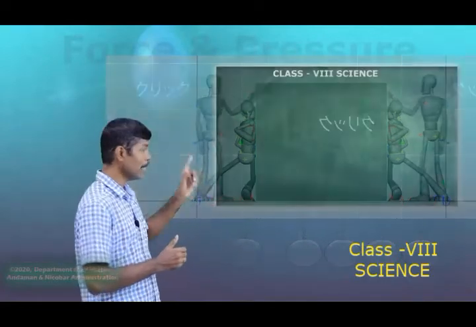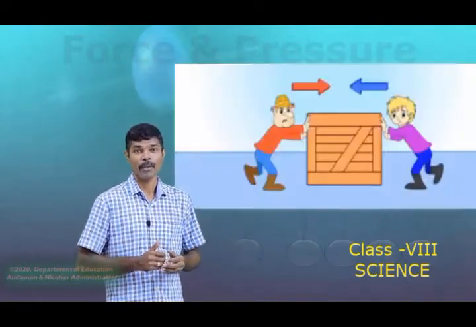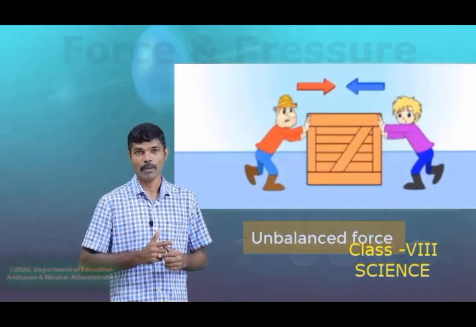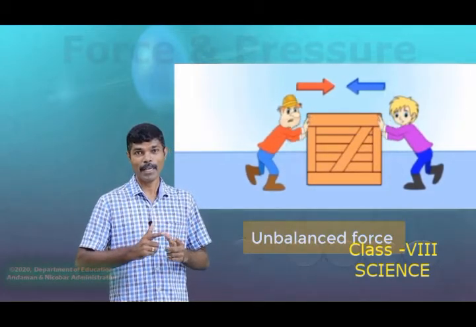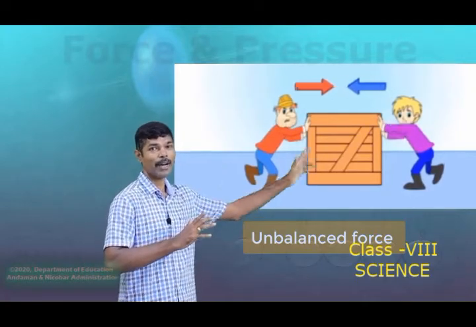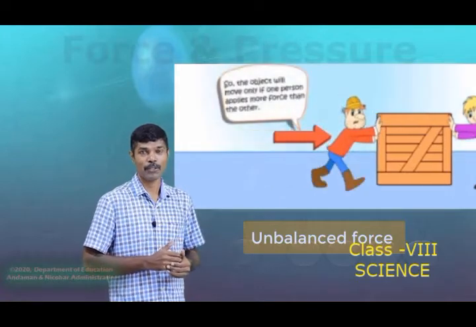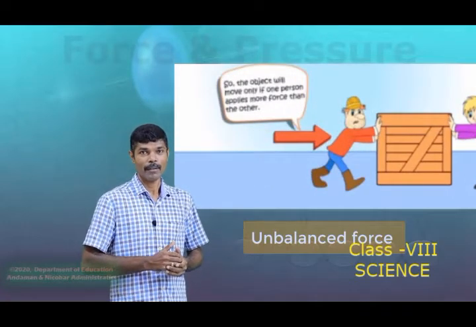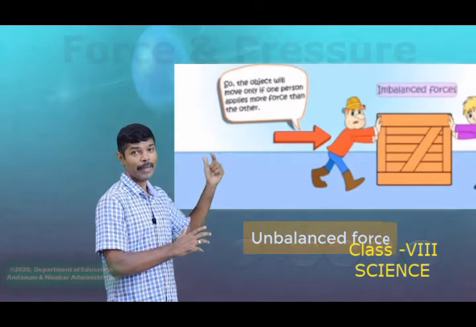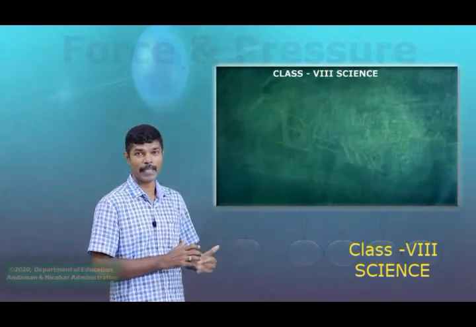Now in the third case, you can see that two persons are pushing the box, but finally the direction of movement of the box is to the right-hand side, which shows that the force applied by this person is more than the person who is standing on that side.